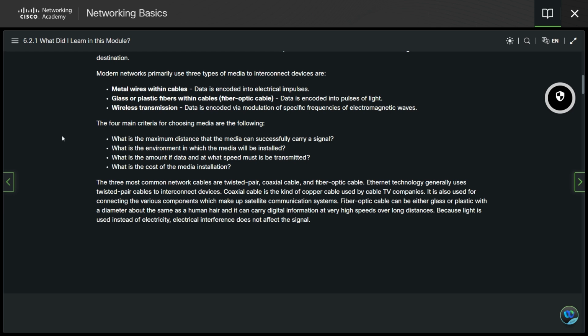Fiber optic cable can be either glass or plastic, with a diameter about the same as a human hair, and it can carry digital information at very high speeds over a long distance. Because light is used instead of electricity, electrical interference does not affect the signal.